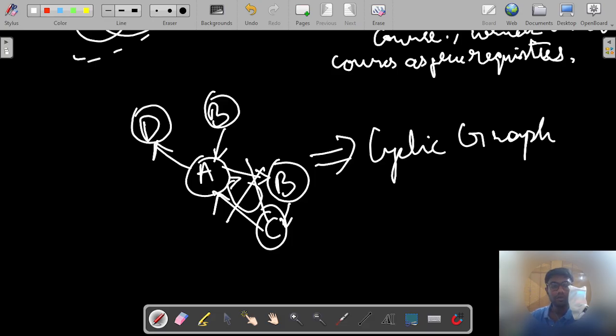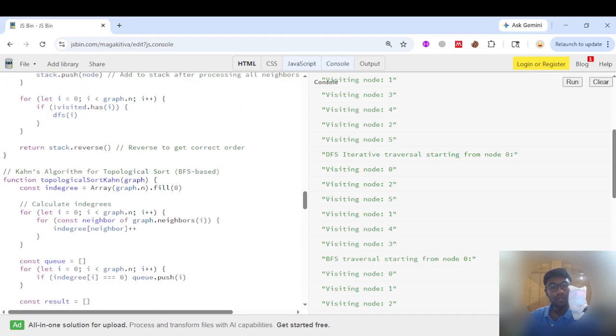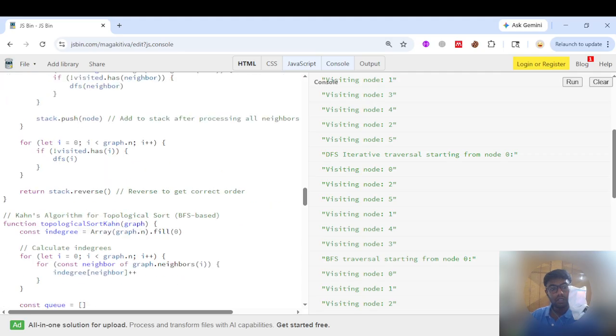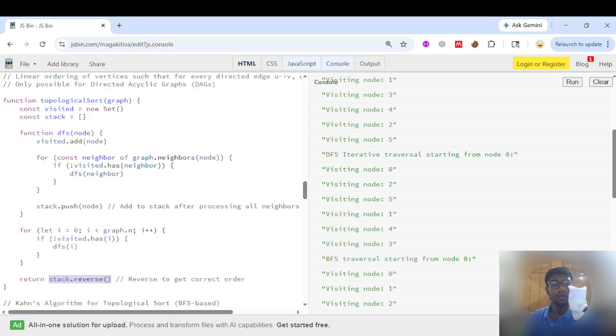So let's switch back to JSPin. This should be a directed acyclic graph, and let's go with DFS. And if you see here, we have a simple DFS implemented, starting from a stack, which again is a last in, first out kind of data structure. We start with reversing a stack, and then we backtrack all the related dependencies that we want to complete to achieve a specific node, right?